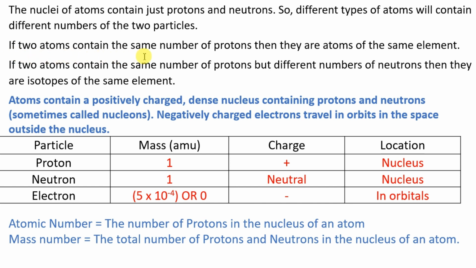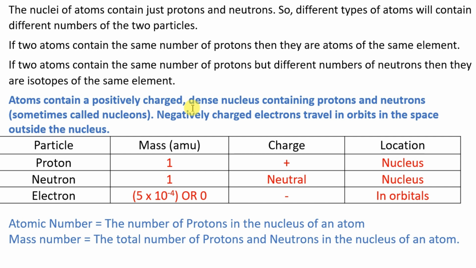If two atoms contain the same number of protons, then they are atoms of the same element. If two atoms contain the same number of protons but different numbers of neutrons, then they are isotopes of the same element.